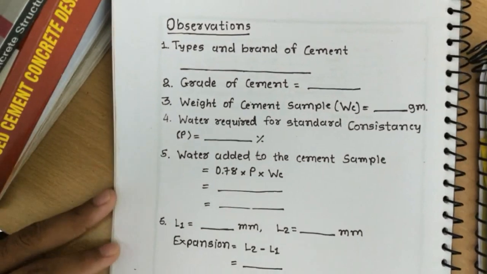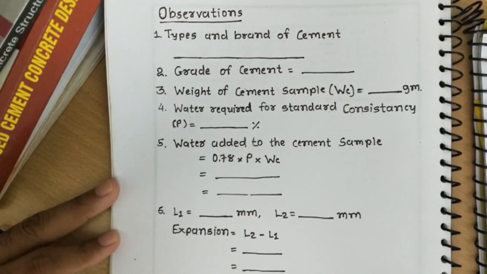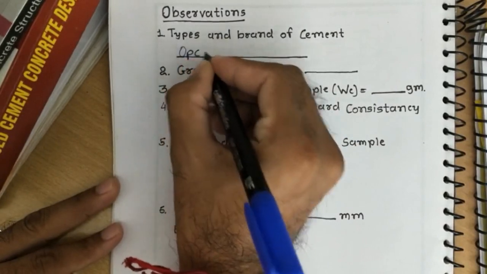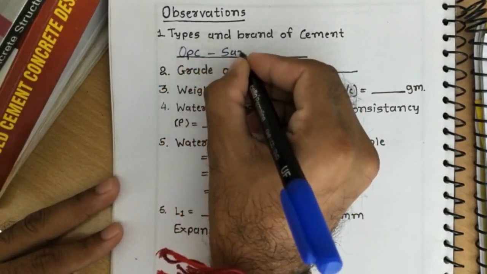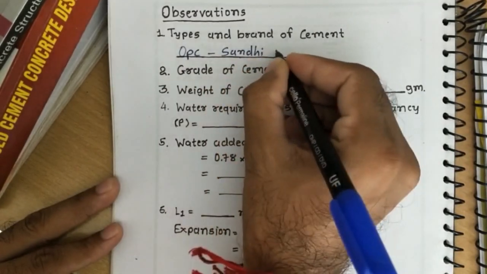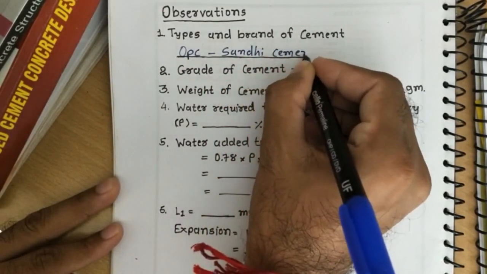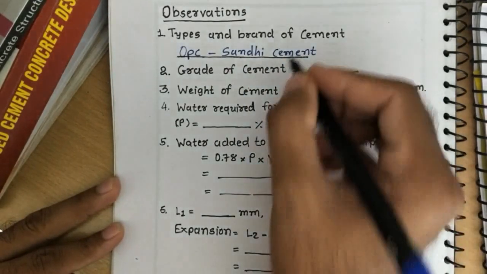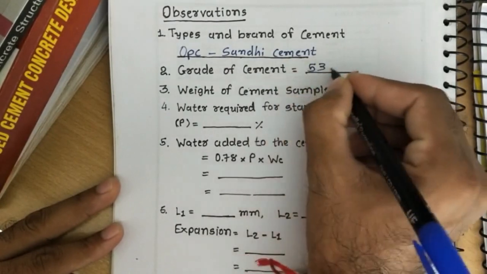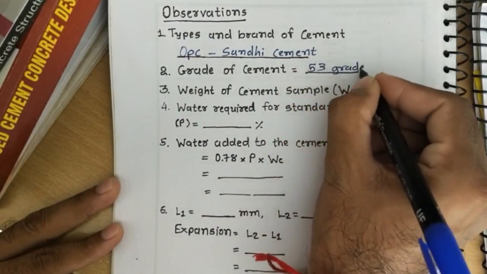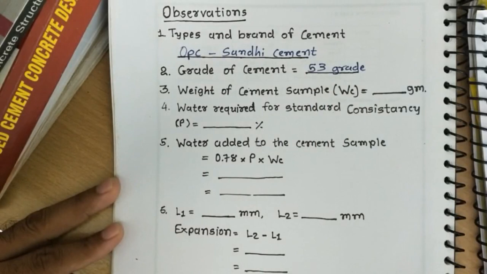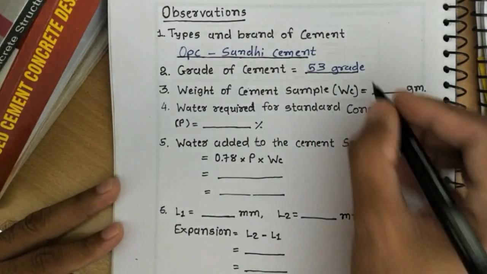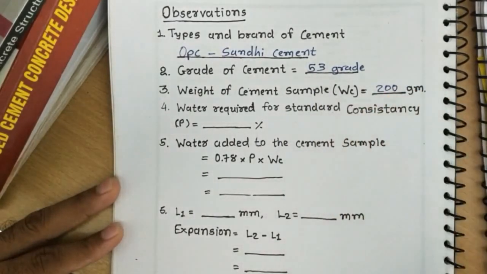Now the observation table. First, type and brand of cement. Here we take OPC cement and the brand name is Sanghi cement. Then what is the grade of cement? Here we take 53 grade cement for the experiment. Then the weight of the cement sample. Here we take 200 gram of cement sample.